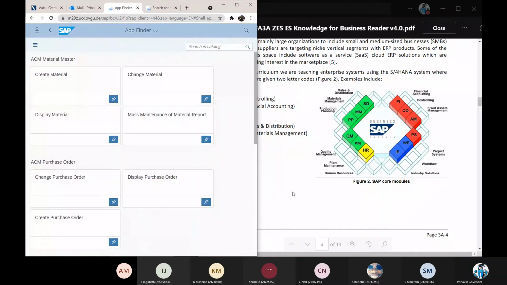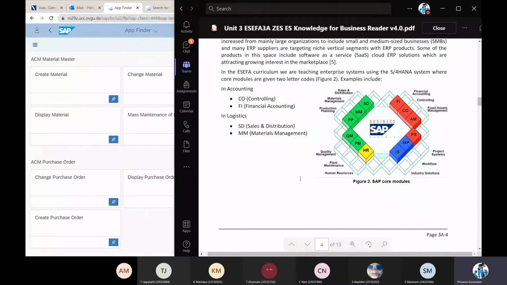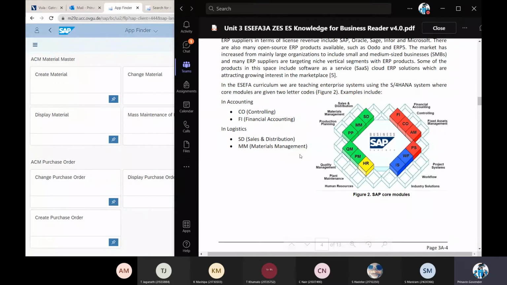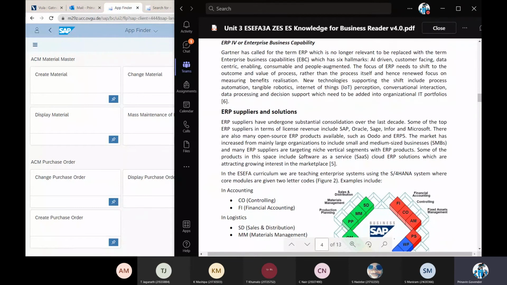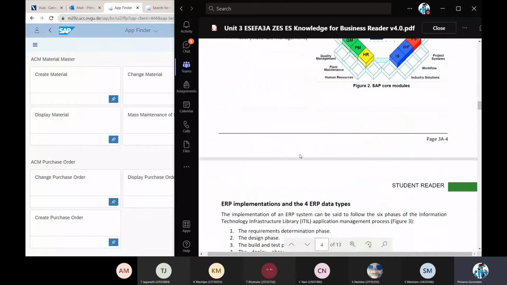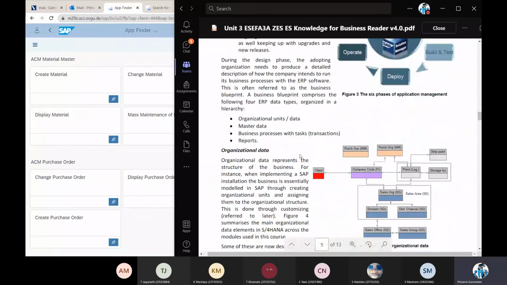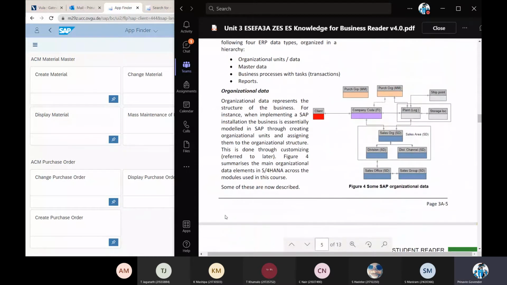Let's see. Can I see purchase order? Can I see display material? But it should be here, right? Whatever the theory is, is what I'll find in the practical work, right?